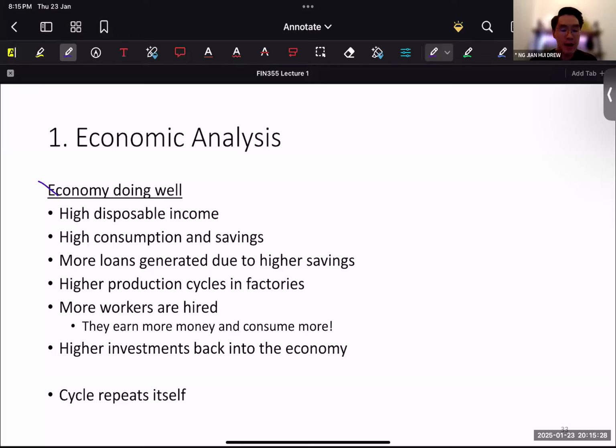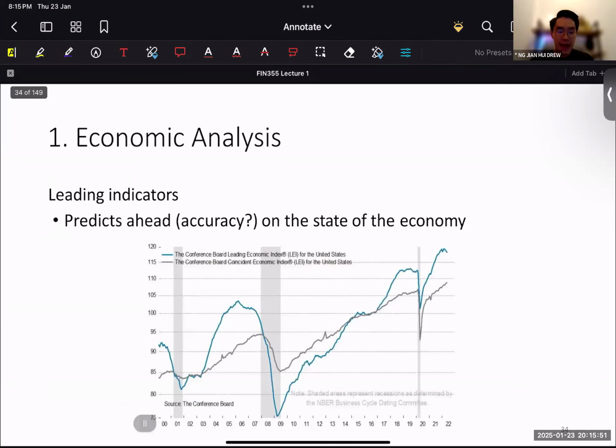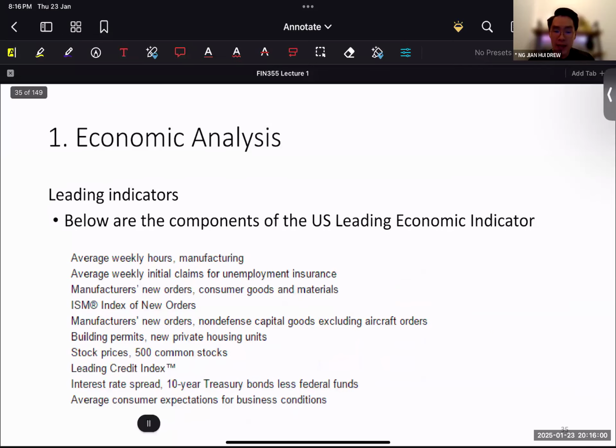If the economy is doing well, people have higher disposable income and higher savings. More savings means more loans distributed out, higher production, and more workers hired. So all these are just a cycle that repeats itself, and then more investment in the economy. One of the key leading indicators that one of your friends mentioned is the CPI, which provides you an idea of where the economy is going.